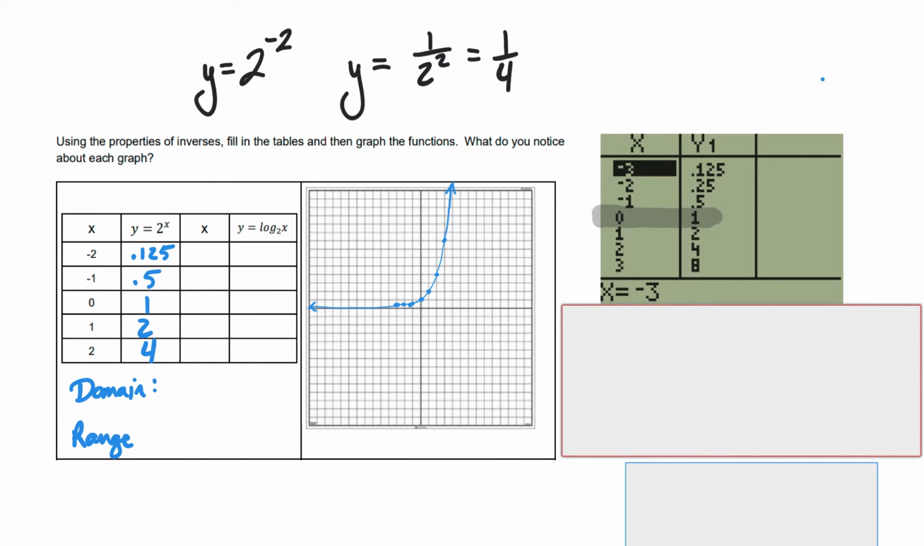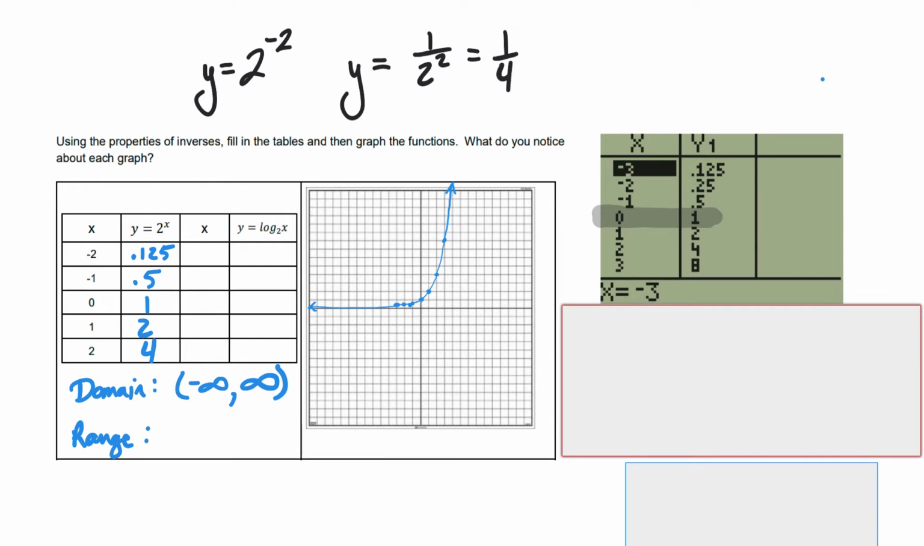The domain of this function is how far left and right it's going. Well, we can see that it's going infinitely left, so it has a boundary of -infinity, and it's going infinitely right. So our domain is all real numbers. This is another spoiler for you. On an exponential function, the domain is always going to be all real numbers, just like quadratics. So if you have that, the domain is all real numbers.